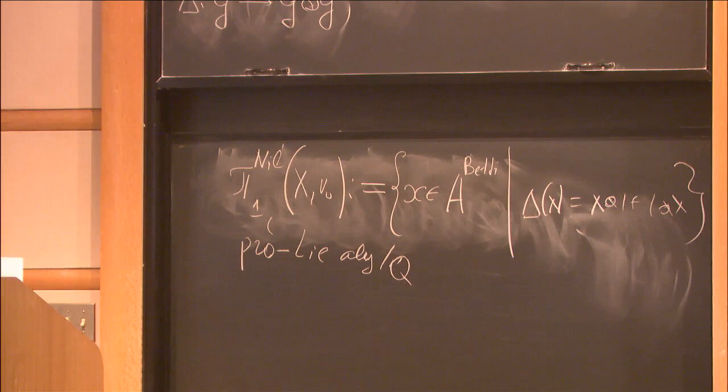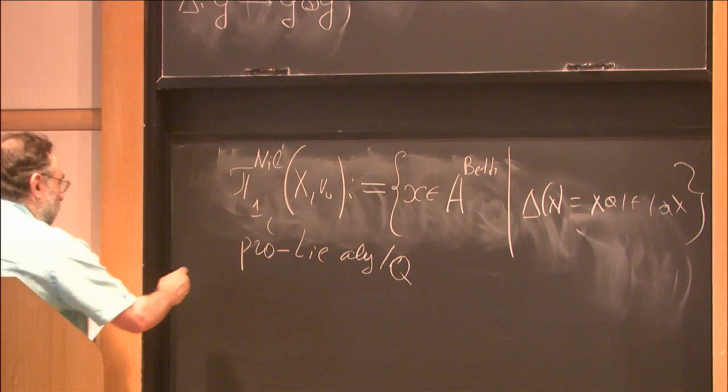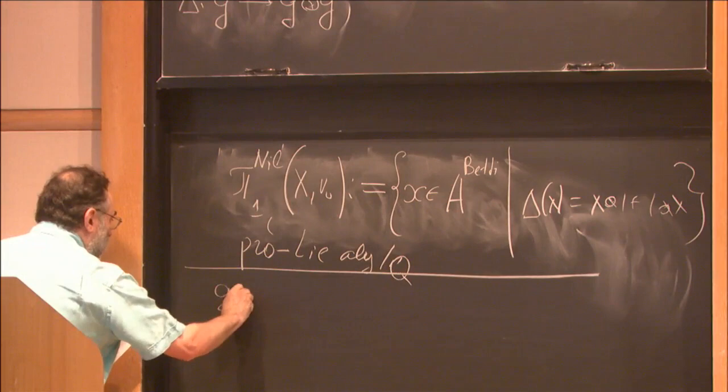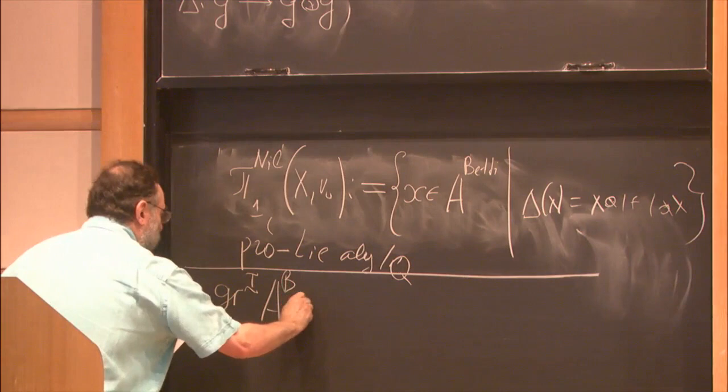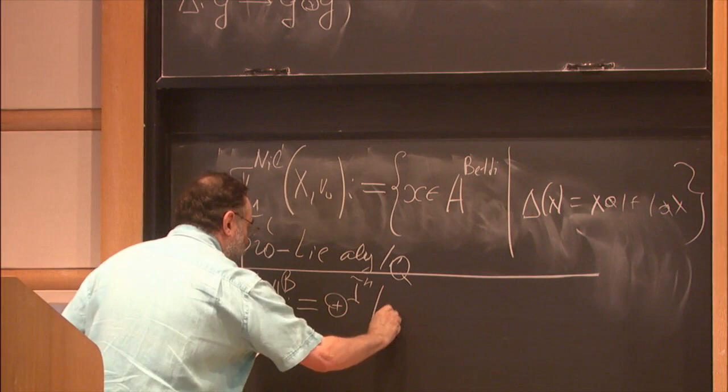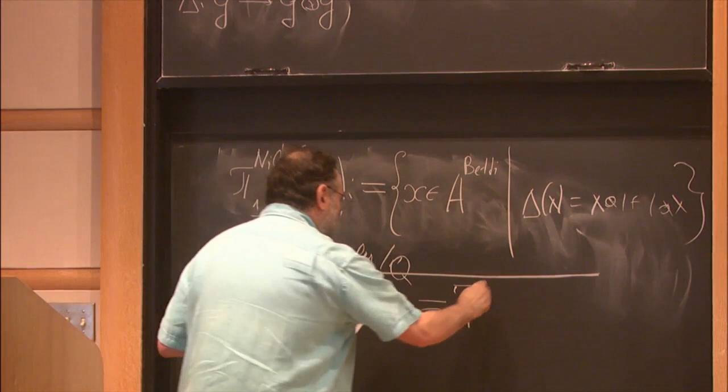And now I just need to have a few structural statements about these guys. If I take the graded object with respect to the I-adic filtration of this A Betti, then it's by definition the direct sum of I^n over I^(n+1). And this is isomorphic to the tensor algebra of the homology of, just a second.